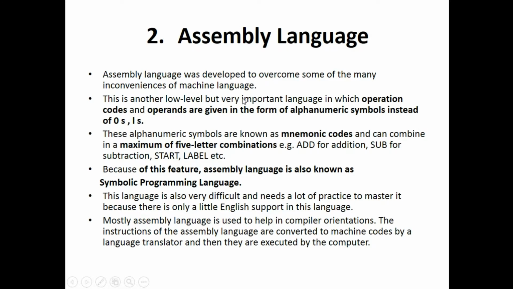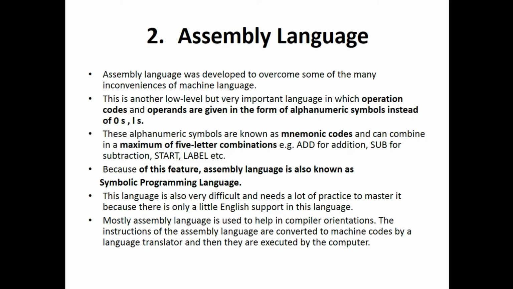of machine language. This is another low level but very important language in which operation codes, what is the operation we want to perform, and operands, what are the values for that operation, are given in the form of alphanumeric symbols instead of zeros and ones. These alphanumeric symbols are known as mnemonic codes and can combine in a maximum of 5-letter combination. Like if I want to perform addition, in short form I can write add for addition, sub for subtraction, start for start, label for label, and so on. Because of these features, assembly language is also known as symbolic programming language.